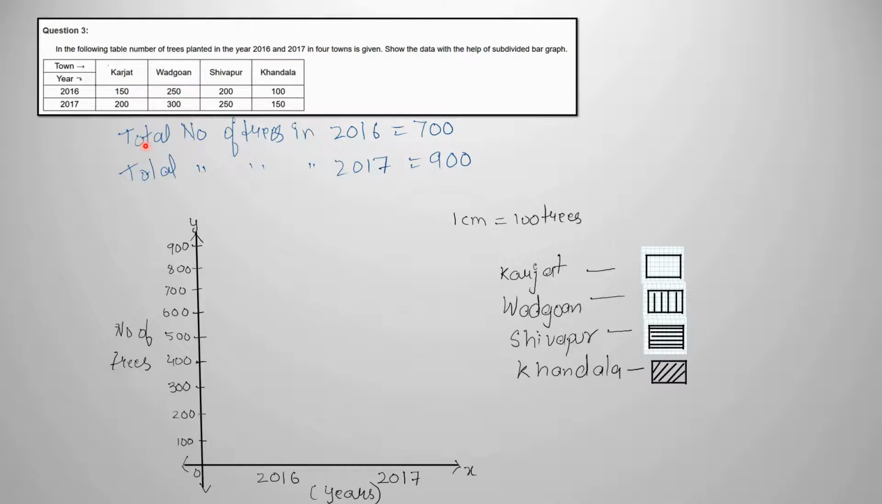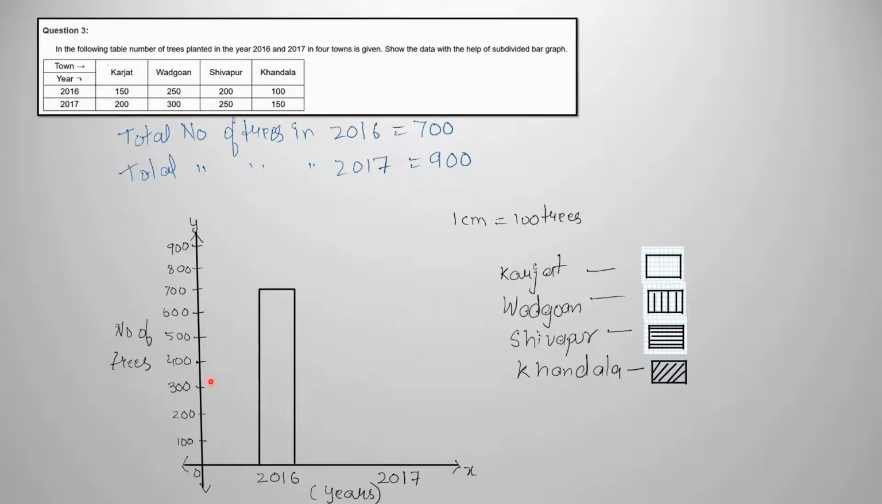So first what we do is find the total number of trees in 2016. For that you just add all the trees that were planted in each of the cities. So that is 150 plus 250 plus 200 plus 100, that is 700 for 2016, and total trees in 2017 would be 200 plus 300 plus 250 plus 150, that is 900. So the length of your first bar would be 700 and the length of your second bar would be 900.